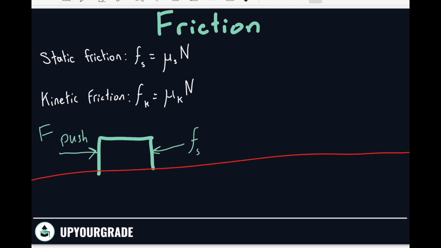The equation that we use for this is: the force of static friction is equal to the normal force, which is, again, the weight of the object, or mass times 9.81, multiplied by the coefficient of static friction.